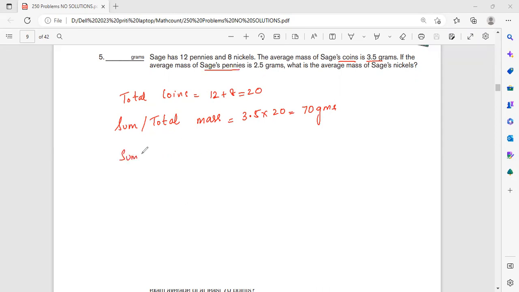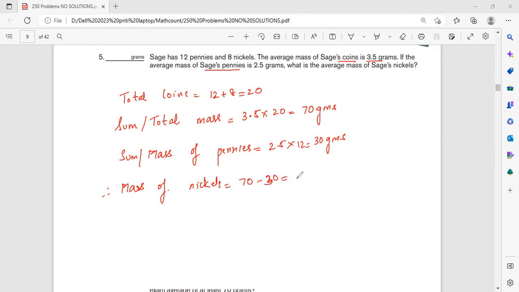Now they're giving the average mass of Sage's pennies. So again, the mass of pennies will be 2.5 times the number of pennies, which is 12. So I'll get 30 grams. Therefore, the mass of nickels will be 70 minus 30, which is 40 grams. Now this is not my answer because they're asking for the average mass. Again, average is equal to the sum over the total number of observations. The total number of nickels is 8. So the average will be 5 grams. My answer is 5 grams.